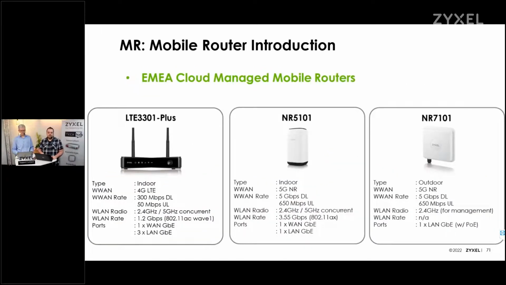And we will release from February onwards these three products into Nebula, which is the LTE3301-Plus as an indoor 4G router, the NR5101 as an indoor 5G router, and the NR7101 as an outdoor 5G router.